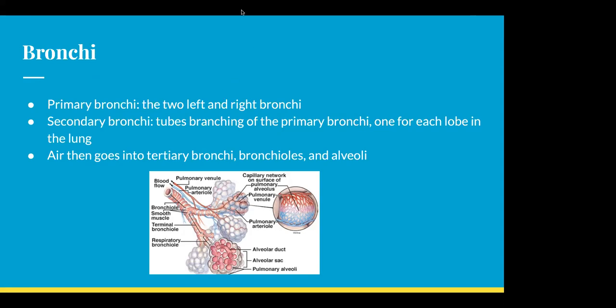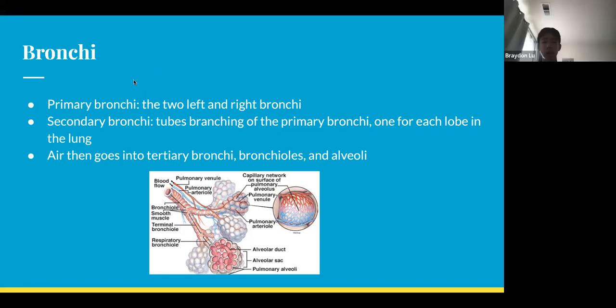The heart? Yeah, it's because the heart takes up space. So the left lung has to be smaller to accommodate the heart.